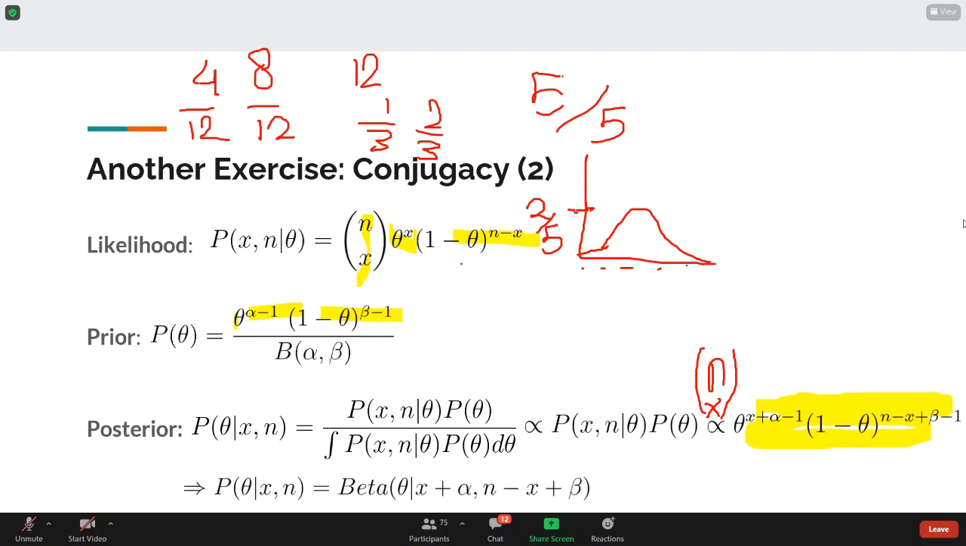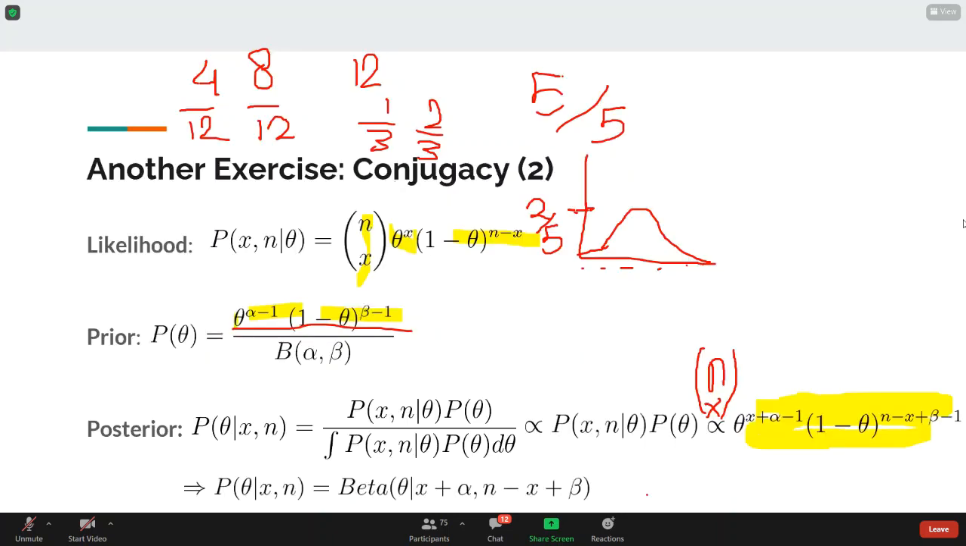But again, if we look at this part and compare it to the posterior we found, we can see that alpha minus 1 is replaced by x plus alpha minus 1. So the new alpha is x plus alpha, and the same holds for the beta. So now we have n minus x plus beta.